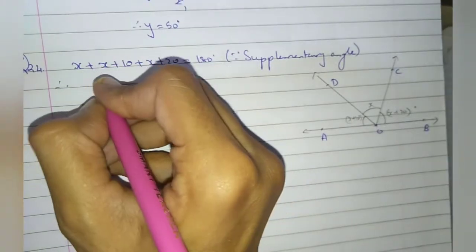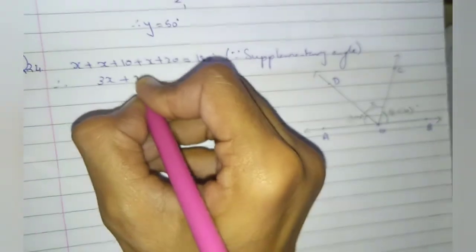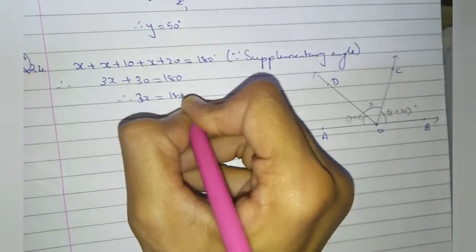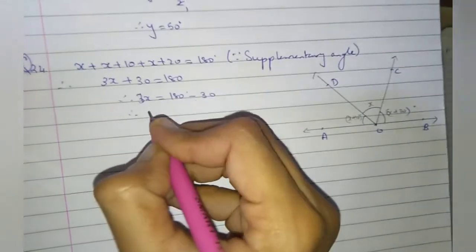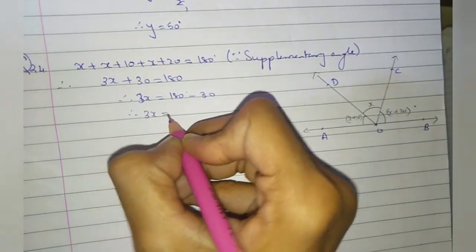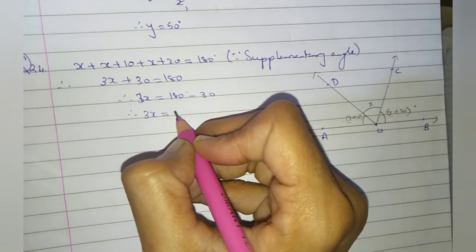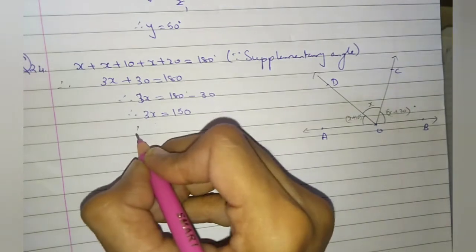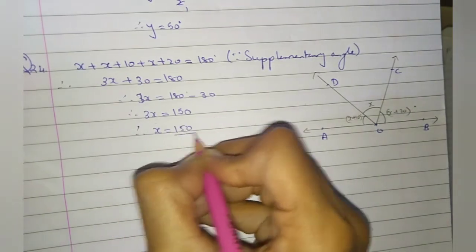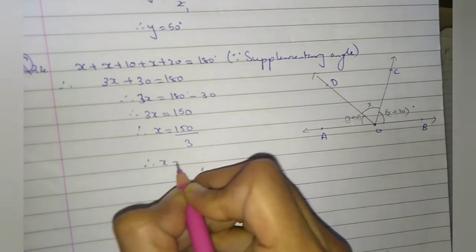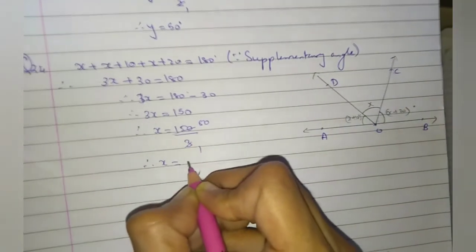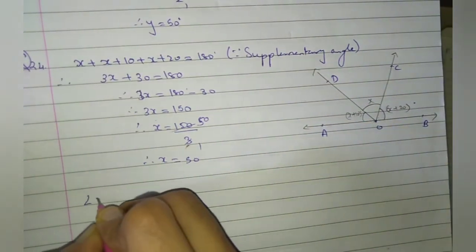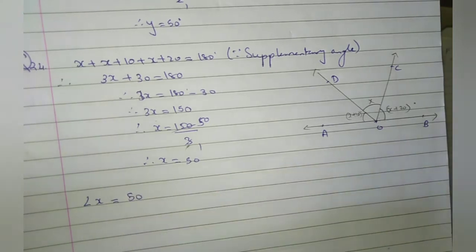Therefore 3x + 10 + 20 + 30 = 180. Therefore 3x = 180 - 30. Therefore 3x = 150. Therefore x = 150/3, so x = 50. So the angle x we had to find is 50. That is what we had said first, that we have to find angle x, which is 50.